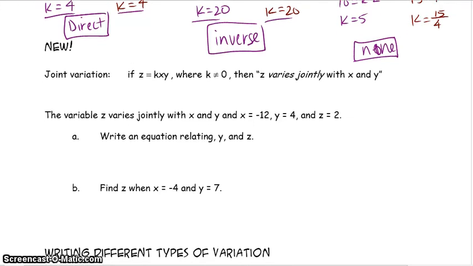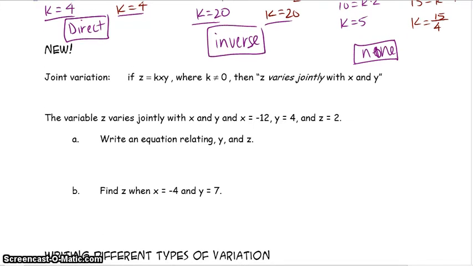Our joint variation, so that's if, and that's just throwing in a third variable, z equals kxy, where k does not equal 0, then z varies jointly with x and y. So the only thing that we're adding on here is this third variable z, and the y is now multiplied by our k and our x.